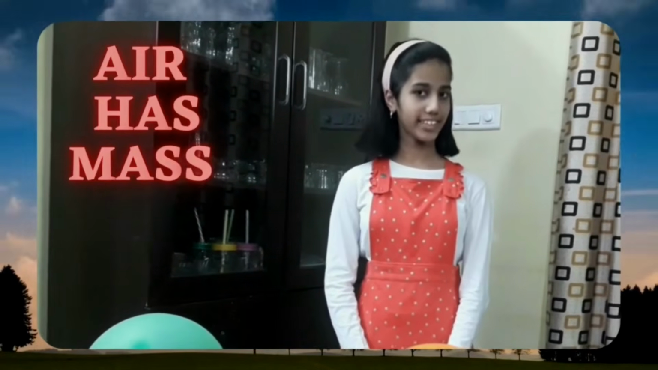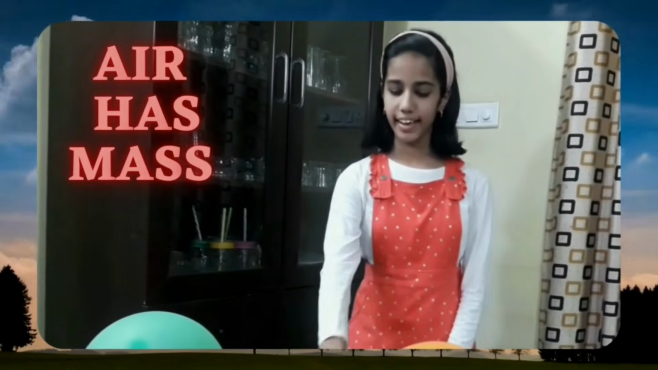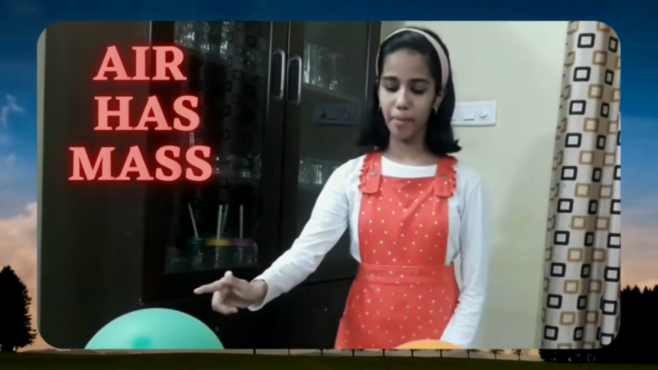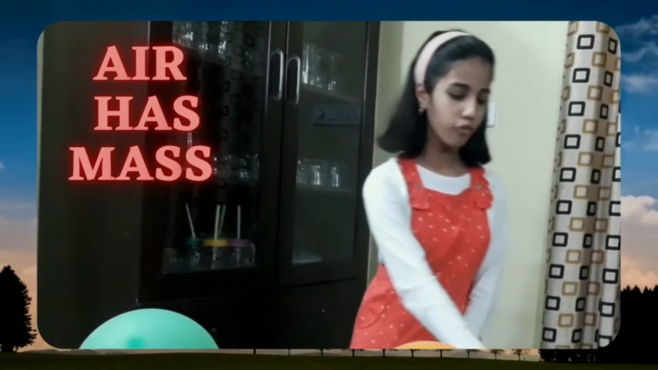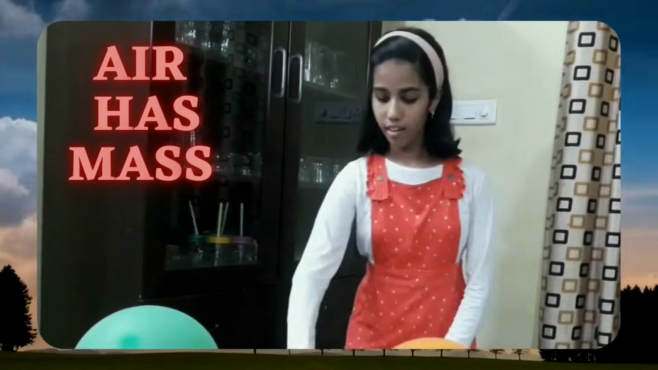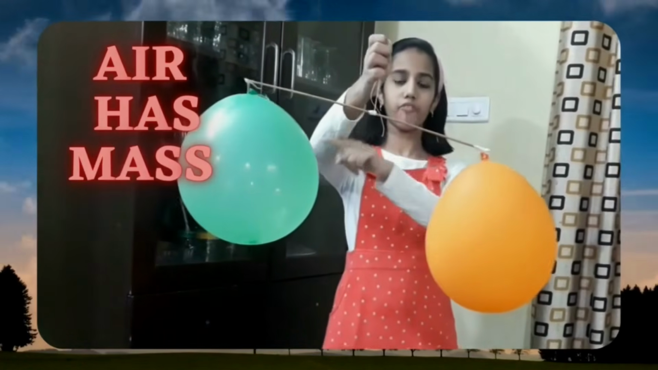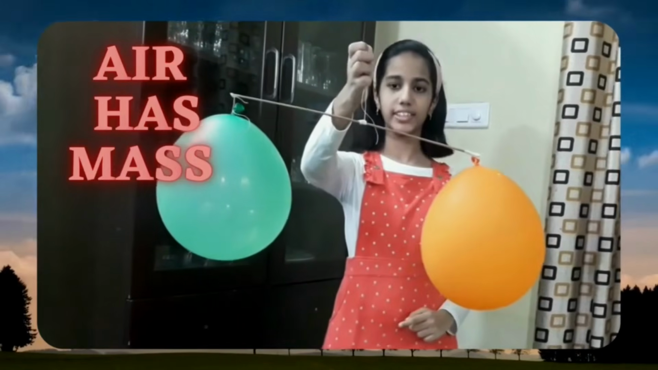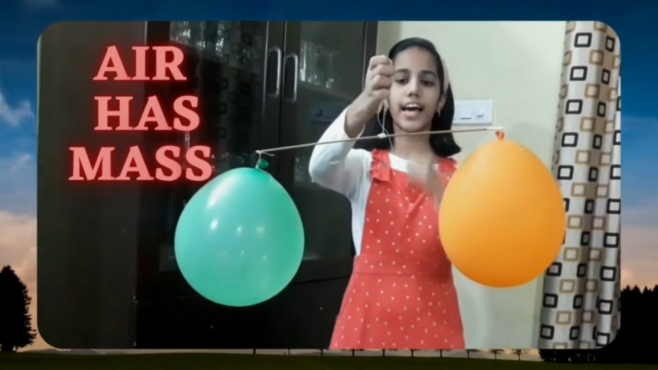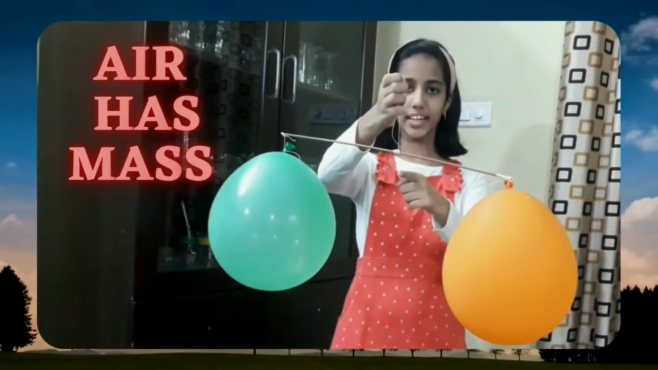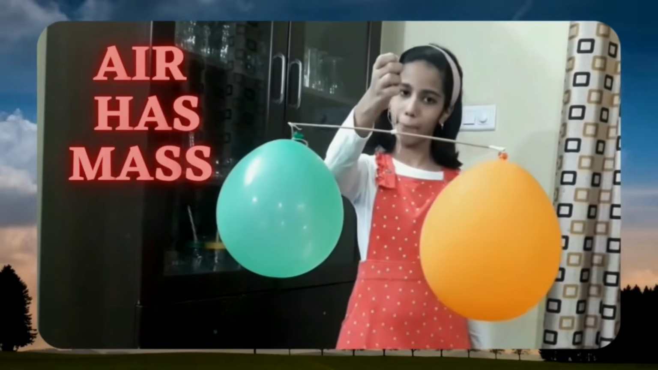The third property of air is air has mass. For this experiment, we need a stick, two inflated balloons, a string, and one pin. First, take the stick and tie two inflated balloons at the ends of the stick. Also, tie one string in the middle of the stick so that you could hold it and balance it.